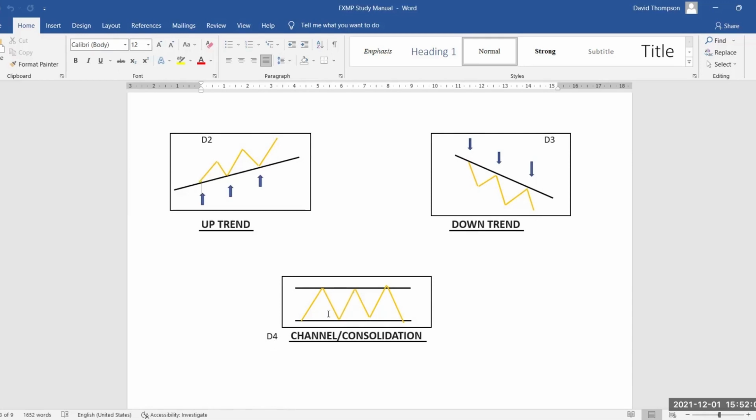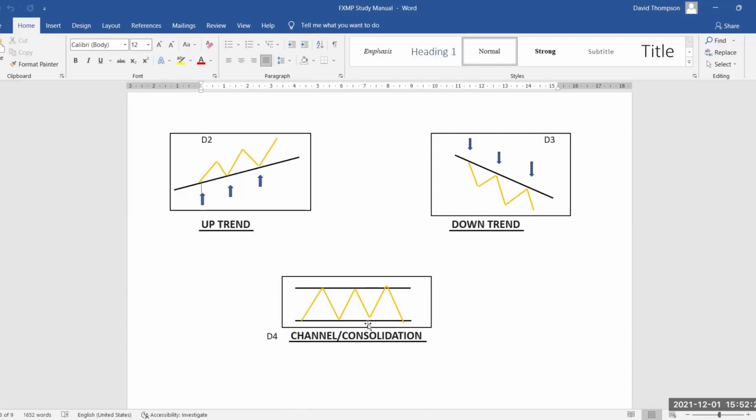We have a channel, or what we will call consolidation, happening here. This can also be referred to as a range. So price is trading within this range, maintaining highs within certain zones and lows also within certain zones.